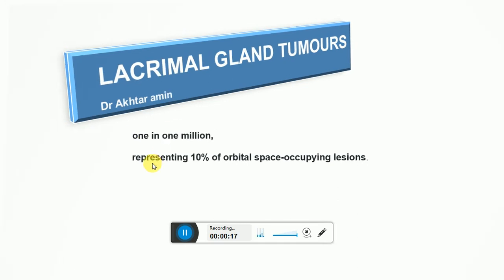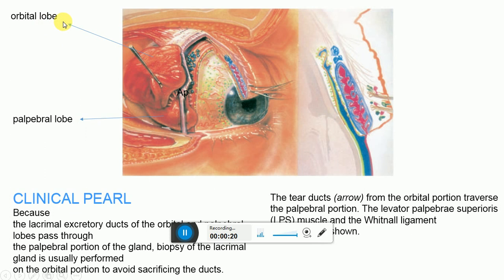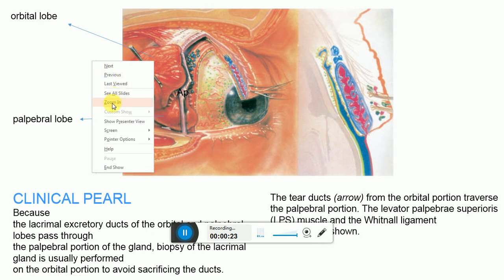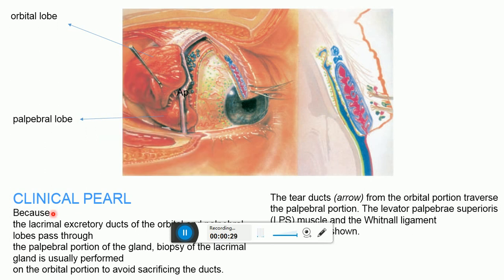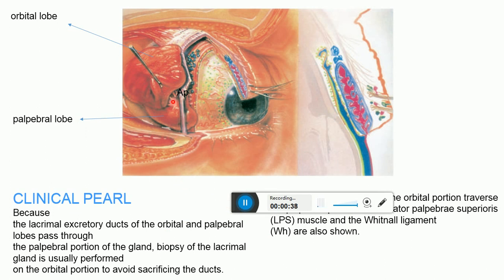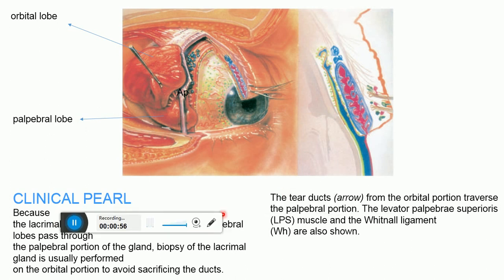Clinical pearl about the lacrimal gland. There is one orbital lobe and one palpebral lobe. The lacrimal excretory ducts of the orbital lobe and palpebral lobe, as you can see, pass through the palpebral portion. And so, whenever we take a biopsy, it should be from the orbital portion to avoid sacrificing the ducts. Here you can see the tear duct from the orbital lobe traverses the palpebral portion.